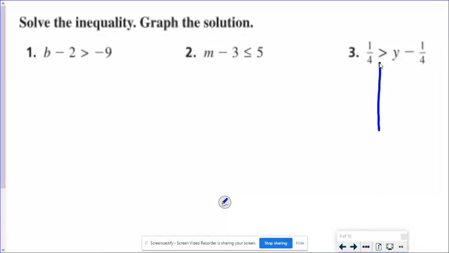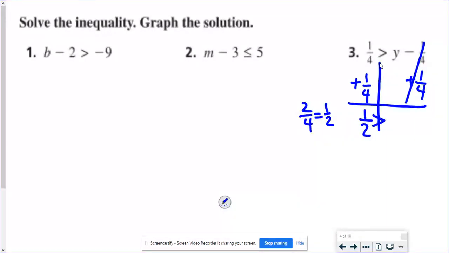So to get rid of subtracting 1/4, I would add 1/4. 1/4 plus 1/4 would be 2/4, but that does simplify to be 1/2. So I'm going to have 1/2 is greater than y. But, and I showed you one like this yesterday, I need the variable first. So I would have to write this as y is less than 1/2. Now, notice the alligator is trying to eat the 1/2 in both of them. That means I did it right.